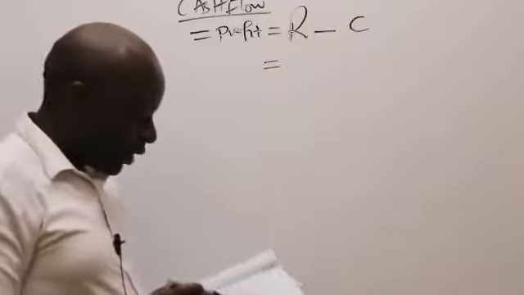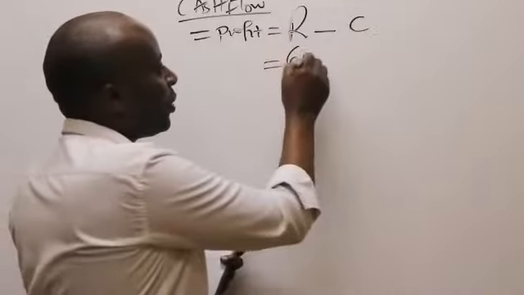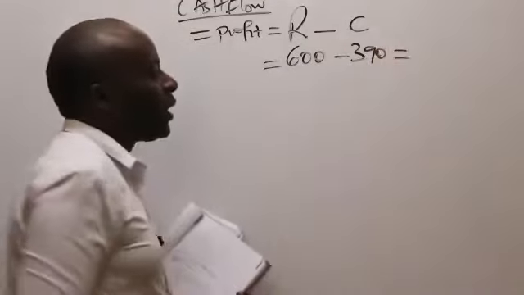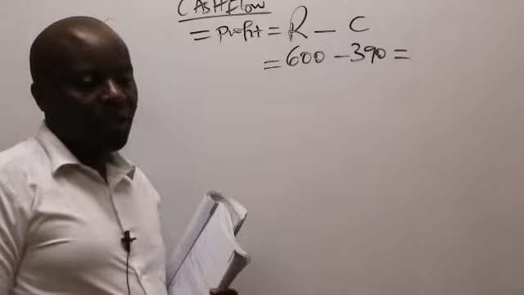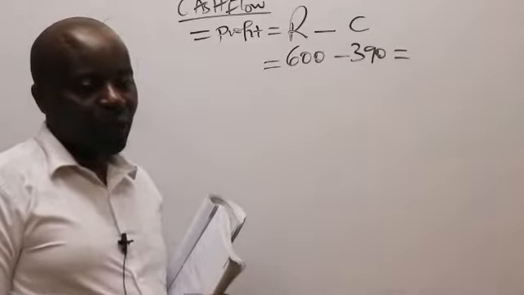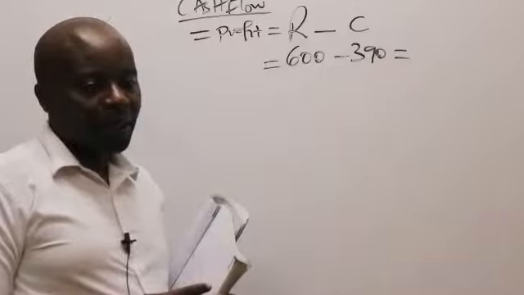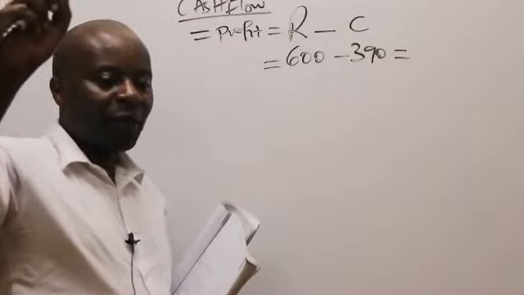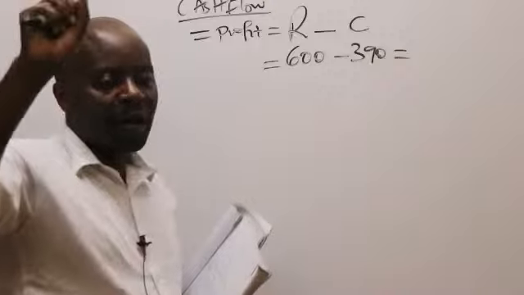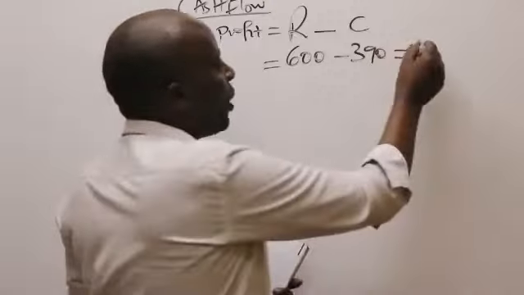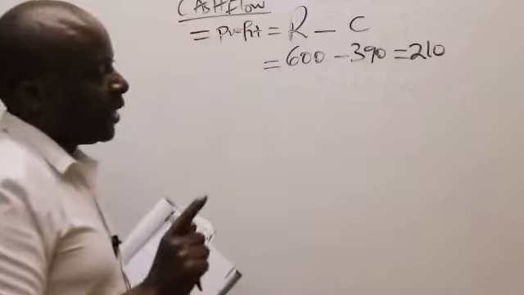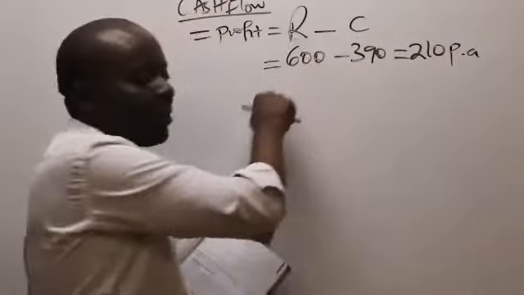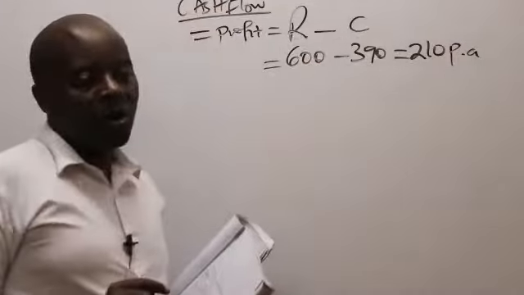So the incremental revenue here is 600,000 minus the incremental cost of 390,000. So 600 minus 390 gives us what figure? Every year the revenue will be going up by 600, but as the revenue goes up, the cost of sales is also going up. So the incremental profit will be 210. Thank you very much. And remember, this is per annum, because they told us that this revenue going up is an annual revenue and the cost is an annual cost.